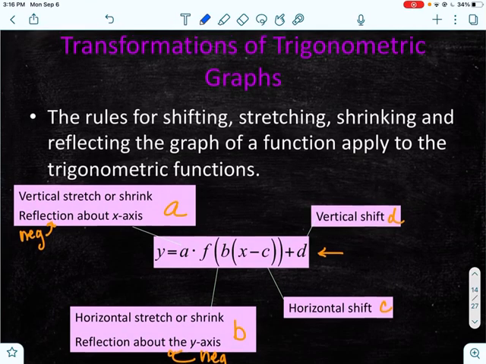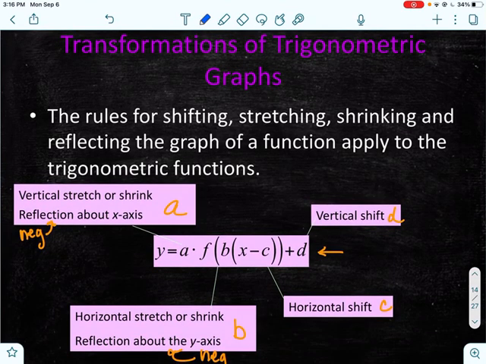Okay, we're back on 0.6 trigonometry, and we're dealing with trigonometric graphs. If you recall, we talked about how the vertical shrink or stretch is affected by the A, and if it's negative, it can also cause a reflection about the x-axis. The vertical shift is D. The horizontal stretch or shrink is B, also reflecting about the y-axis at times, if it's negative. And then the horizontal shift is C.